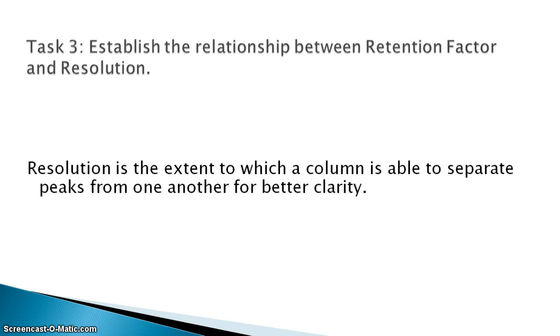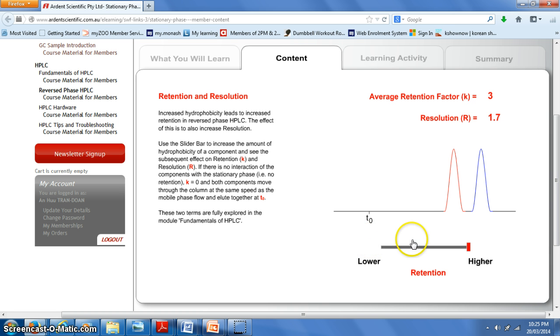So task 3 is to establish a relationship between retention factor and resolution. Basically, resolution is the extent to which a column is able to separate peaks from one another for better clarity. I'll show you a diagram which is an animation. So basically changing the retention factor, which is k, from values between 1 and 5 has the largest impact on the chromatographic resolution.